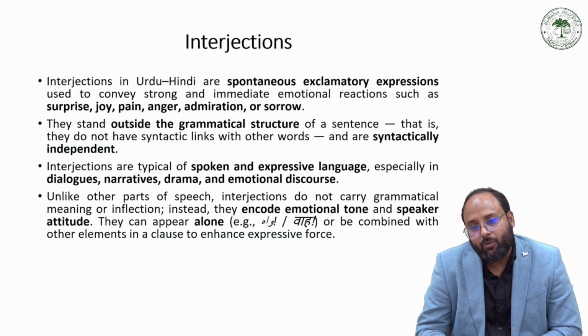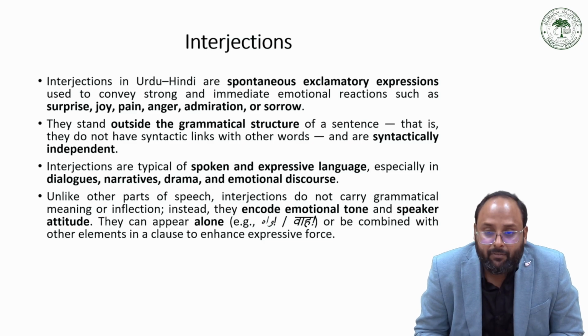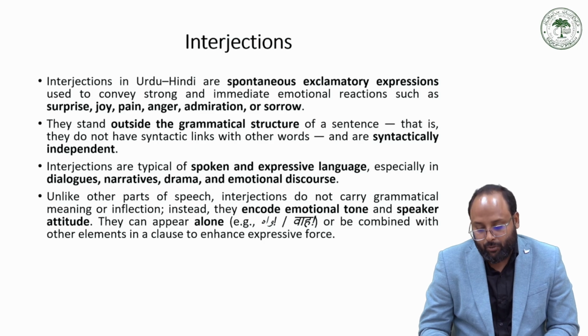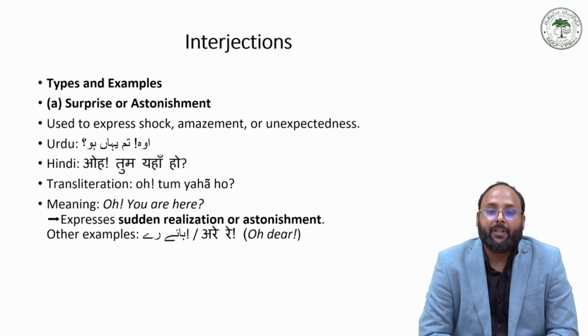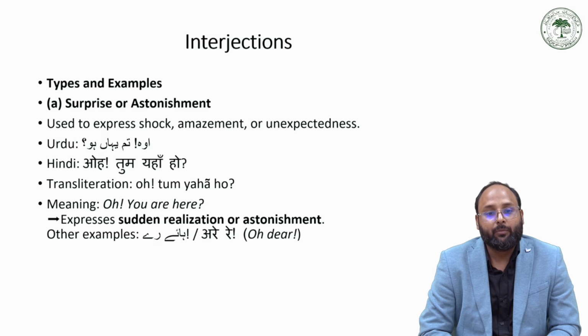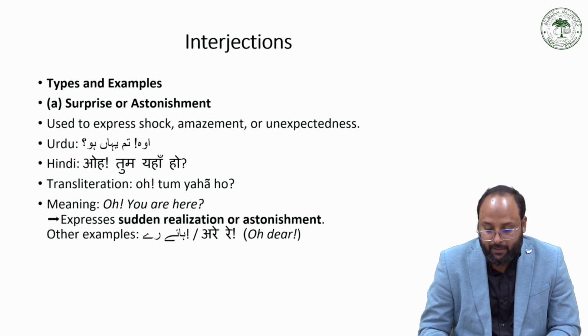So they can appear alone before the sentence or be combined with other elements in a clause to enhance the expressive force. They do not have any inflection or agreement, or any other changes according to the subject, object, or verb. So we have different types of interjection. The first one is for surprise or astonishment, like wah, tum yahan ho. So it expresses the meaning of sudden realization or astonishment. Are re, yeh, hi re, this kind of thing is also for surprise.